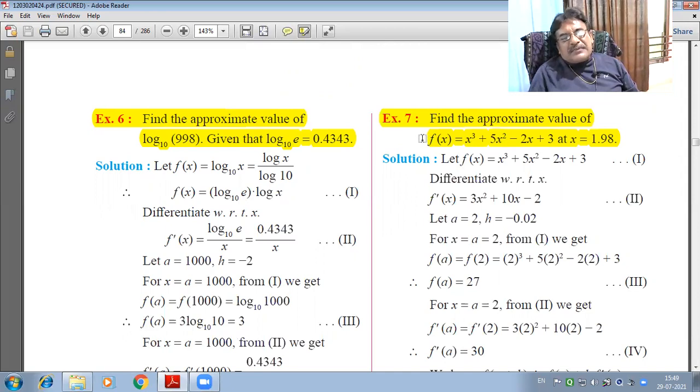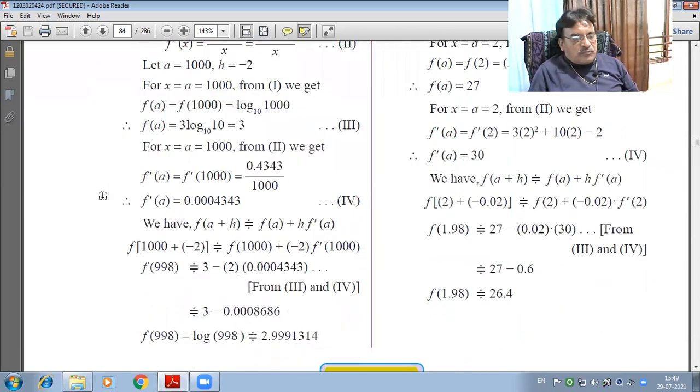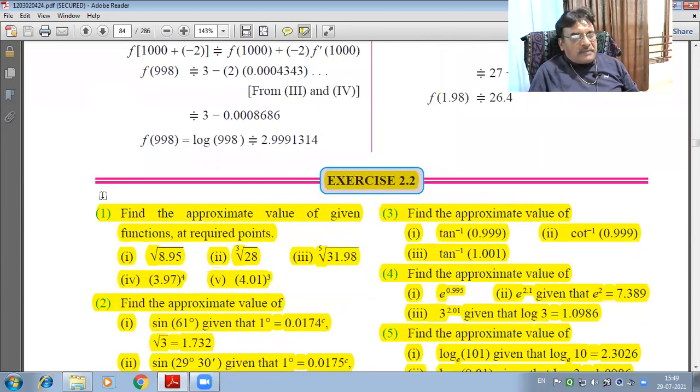Example 7, that is find the approximate value of f of x equals x cube plus 5x square minus 2x plus 3 at x equals 1.98. This problem is also deleted. For the board examination of February 2022, remember.